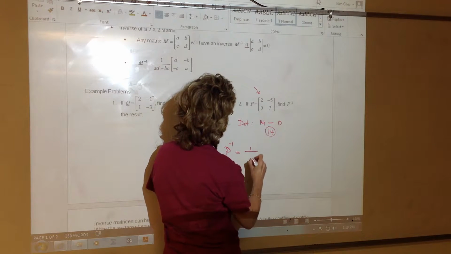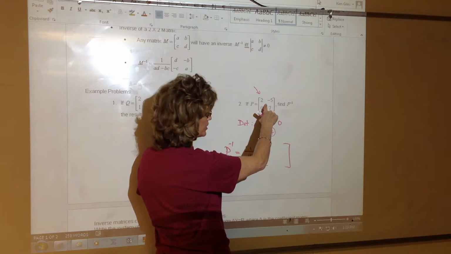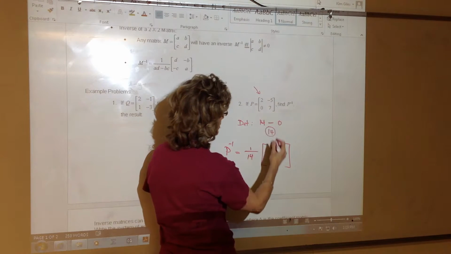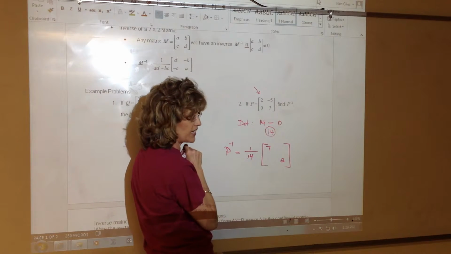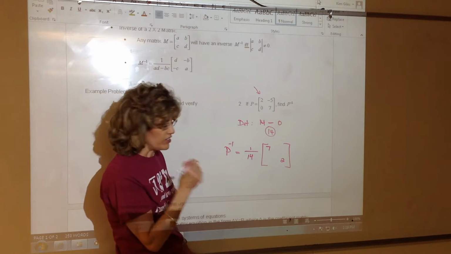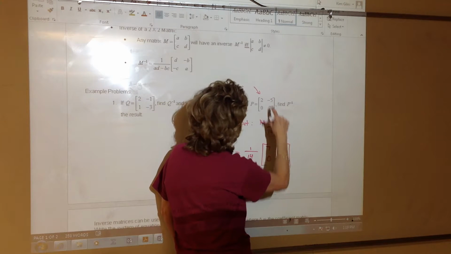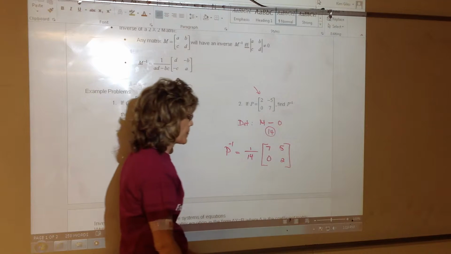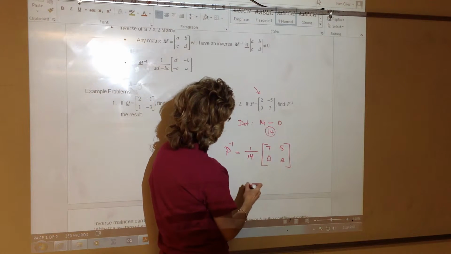But in this case we can. So we do 1 over 14 times a modified version of the original. Remember, on the first diagonal, trade places, 7, 2. On the second diagonal, change signs. Well, 0 doesn't have an opposite sign, so it's still 0. But positive 5 turns into negative 5. Negative 5 turns into positive 5. So you've got a scalar to multiply by every entry inside the matrix.